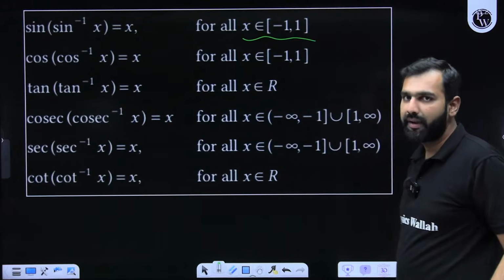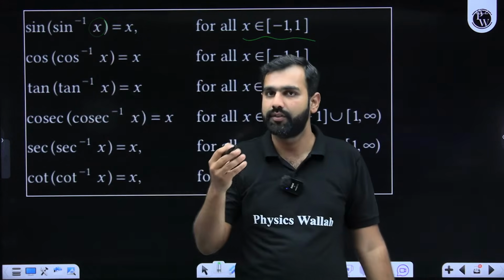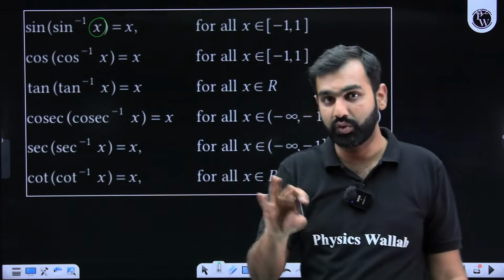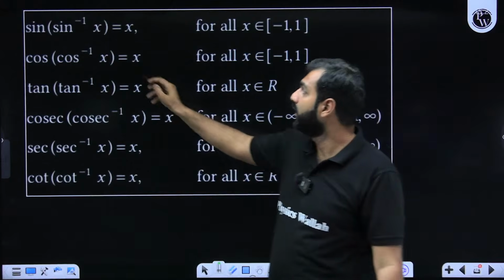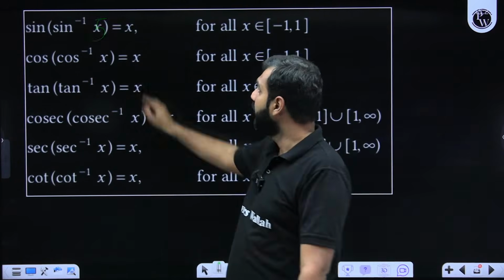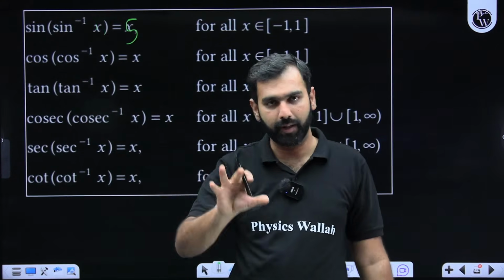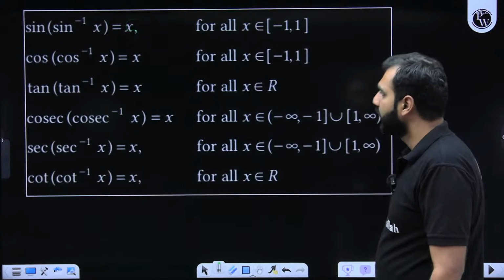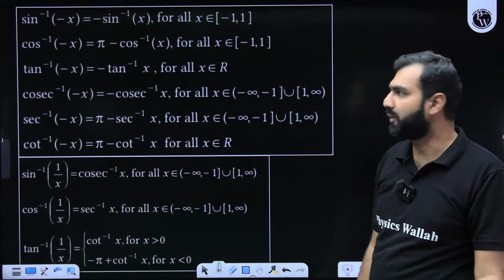X should be between minus 1 and 1, because for sine inverse to be defined, its domain is from minus 1 to 1. It does not take any value less than minus 1 or greater than 1. So you cannot say, let's say in a question it is written sine of sine inverse 5, and you write the answer as 5. No, sine inverse 5 is not defined first of all. Getting my point, everyone?